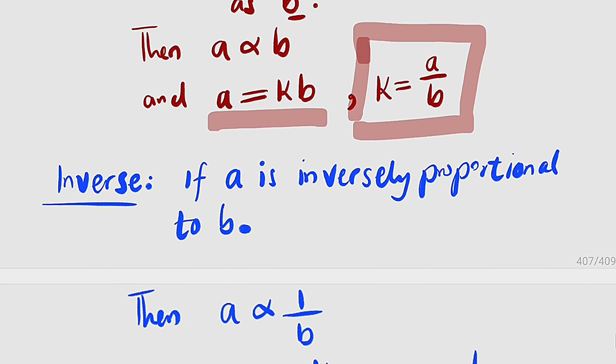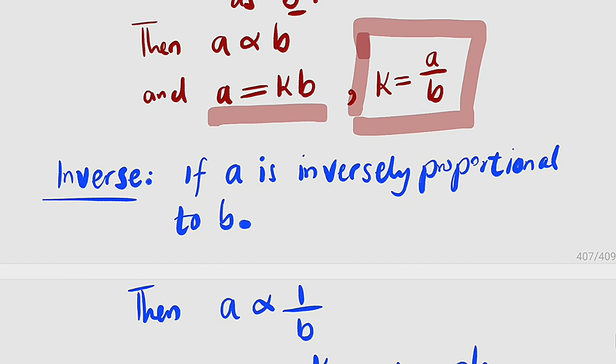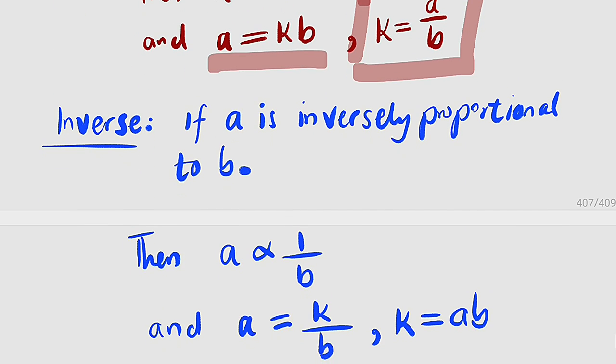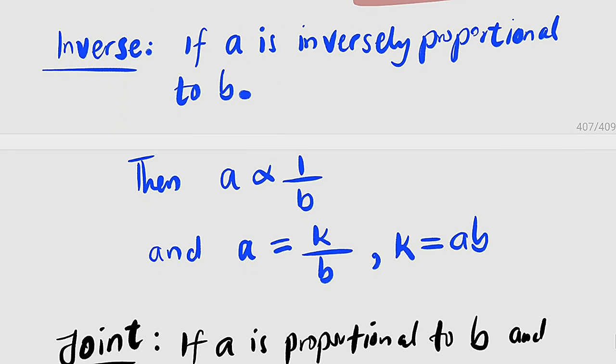For inverse variation, if A is inversely proportional to B, then mathematically, we can write this as A inversely proportional to B. You can see this is an inverse of B, 1 divided by B. And if you want to make it an equation, you attach K by multiplying the right hand side by K. So you have A is equal to K divided by B. And if you decide to make K the subject, you have K equal to AB. Because finding the constant of proportionality is very important in variation.